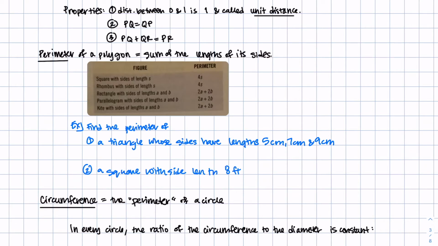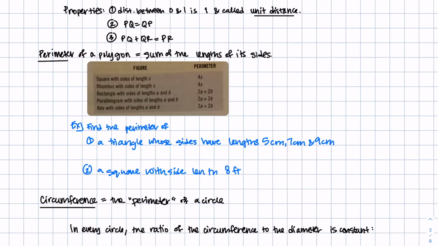And so your book has this nice table which lists out the different figures, like a square with side length s, or a rhombus with side length s. The perimeter is just going to be the sum of all 4 of those s's. So that perimeter is just 4s. Since for both a rhombus and a square, the side length is the same for each one of the 4 sides. And then for a rectangle, parallelogram, and kite, it's going to be 2 times the length plus 2 times the width, or 2a plus 2b for side lengths a and b.